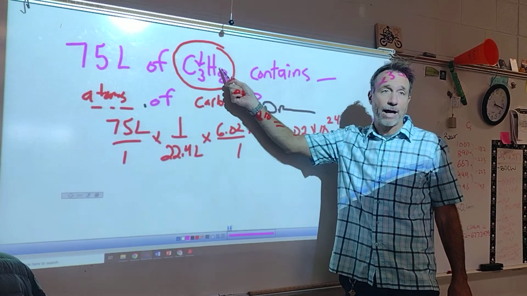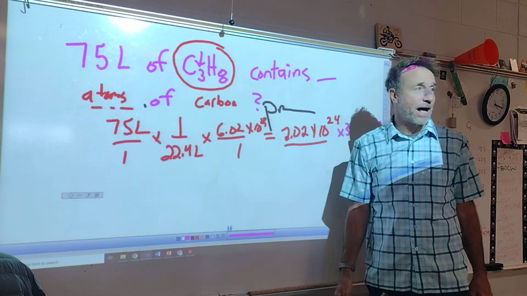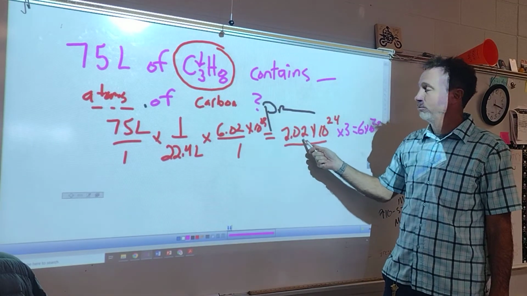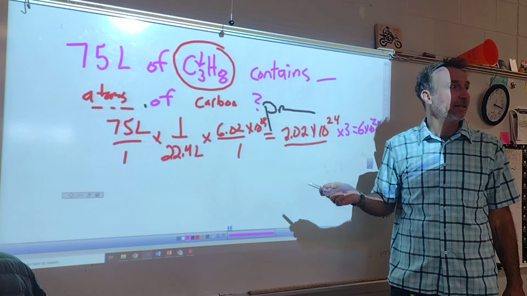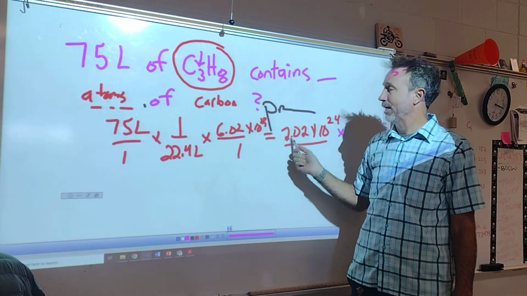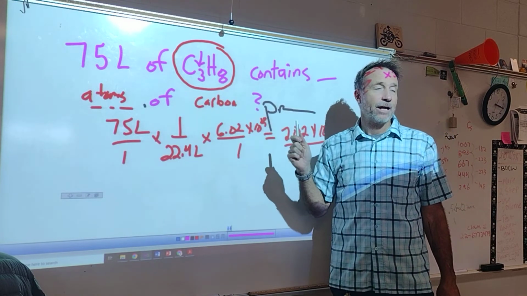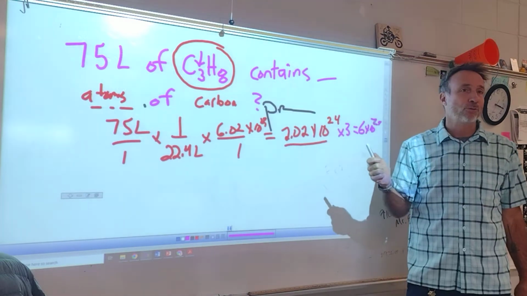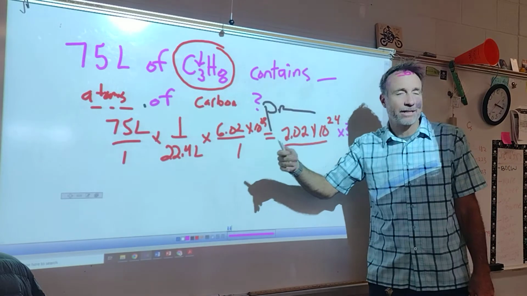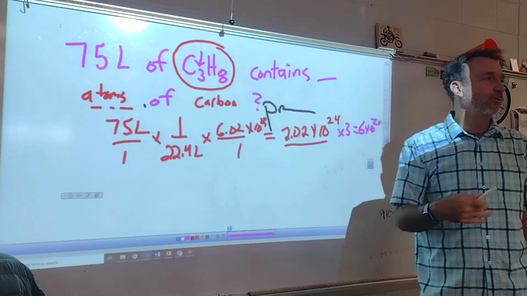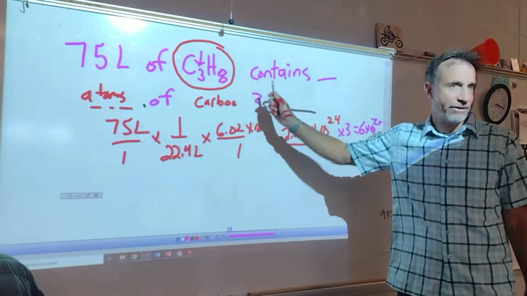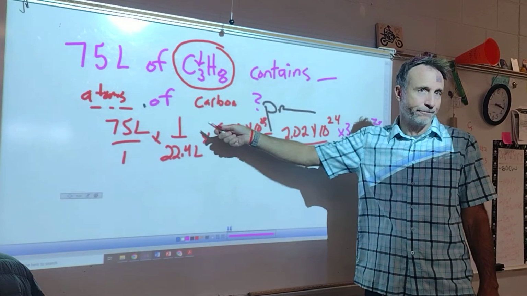Figure out how many of these you have. If I ask you for atoms of hydrogen, you'd multiply 2 times 10 to the 24th times 8. If I ask you how many atoms of carbon, you multiply that times 3. If I ask you how many wheels were on all those cars, you multiply it times 4, right? If I ask you how many wheels were on all those bicycles, you find the bicycles and multiply it times 2.